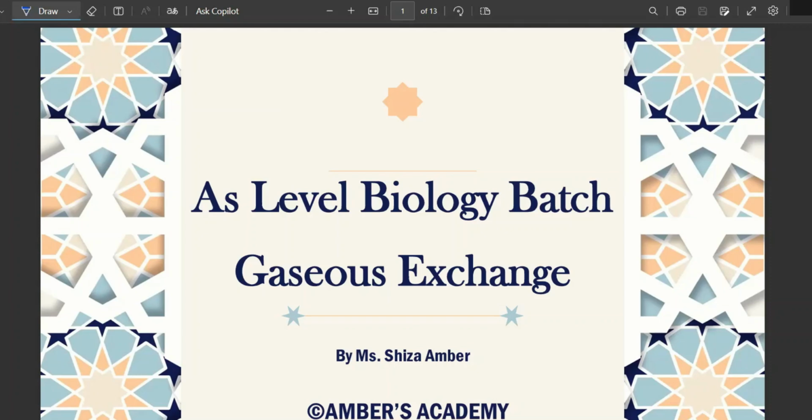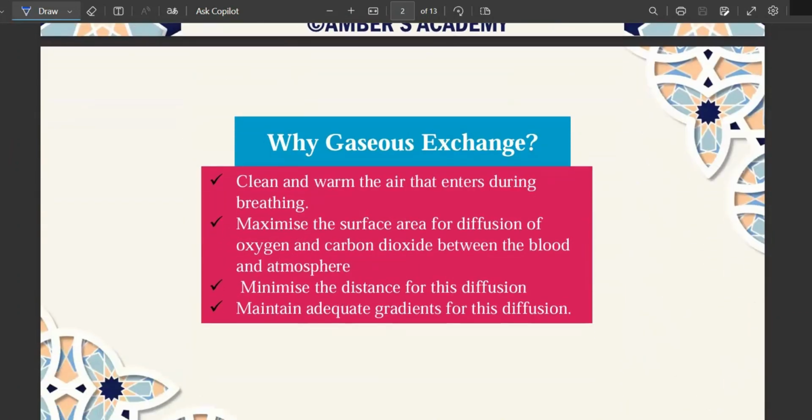So, starting off with gaseous exchange, the first question for gaseous exchange which might come in your paper is why we need the system of gaseous exchange. Gaseous exchange is a very complex system where your sinuses are involved, your trachea is involved, your bronchi, lungs. So this is a part of your gaseous exchange, and we'll study which gases are continuously exchanged.